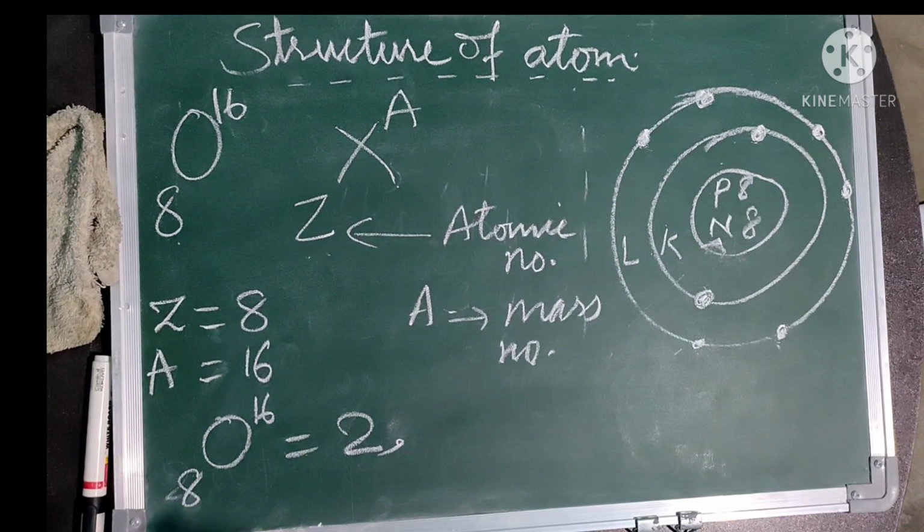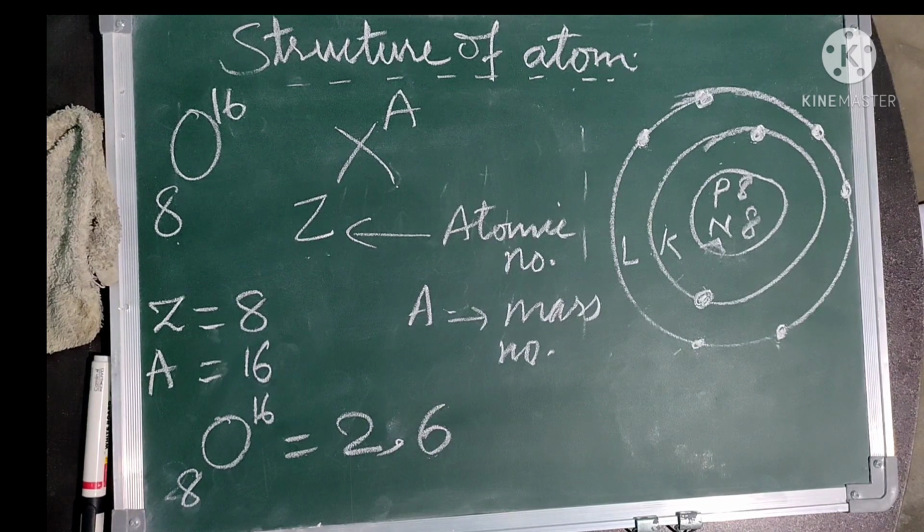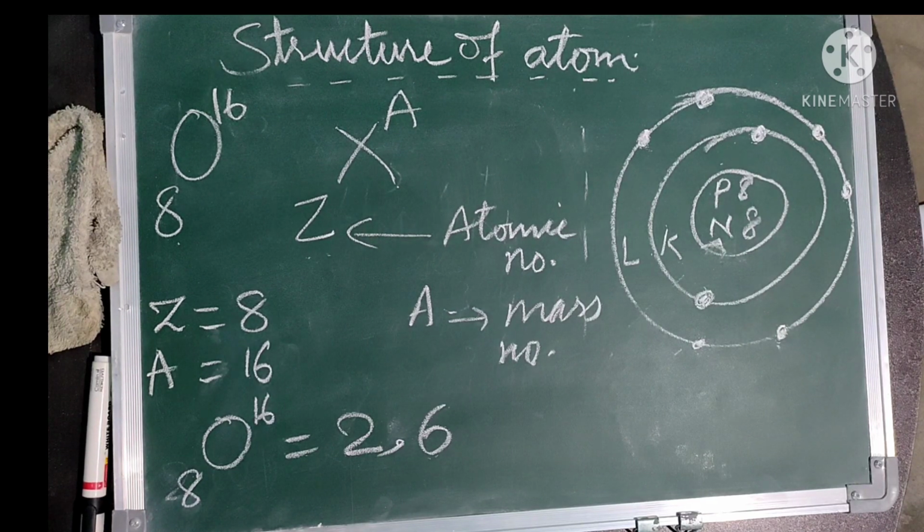So the electronic configuration of oxygen atom becomes 2, 6. This way the oxygen atom has got 6 electrons in its outer shell. This is the electronic configuration of oxygen atom, and we will see one more example and we will wrap up this video.